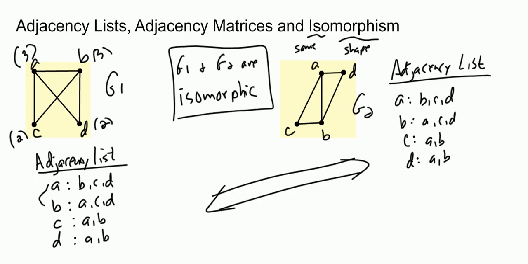The word isomorphic can only really refer to a pair of graphs. You can't say a single graph is isomorphic. You can say a pair of graphs is isomorphic.